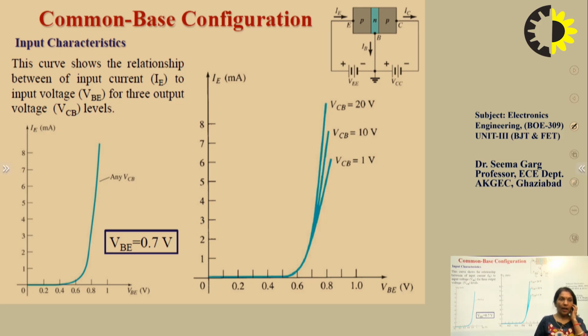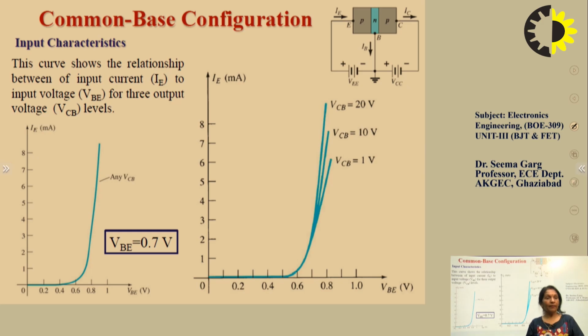So this is the application of these three transistors as a common base amplifier and the common emitter amplifier. They both actually have low input impedance and high output impedance. So now coming to the input-output characteristics of the common base configuration.